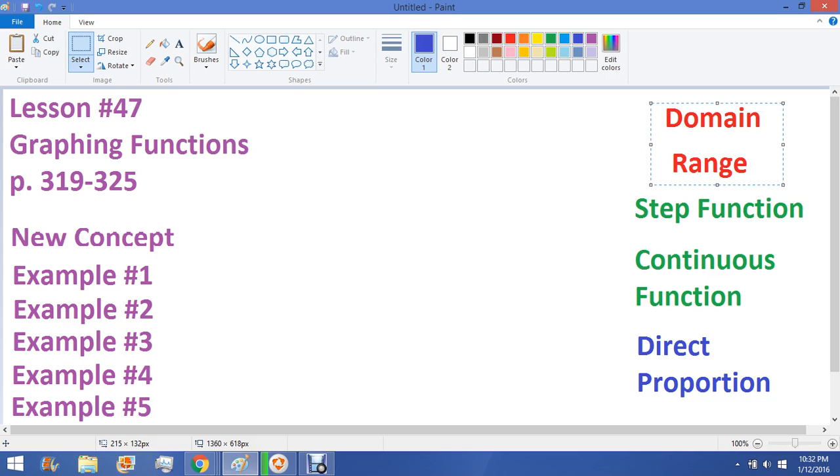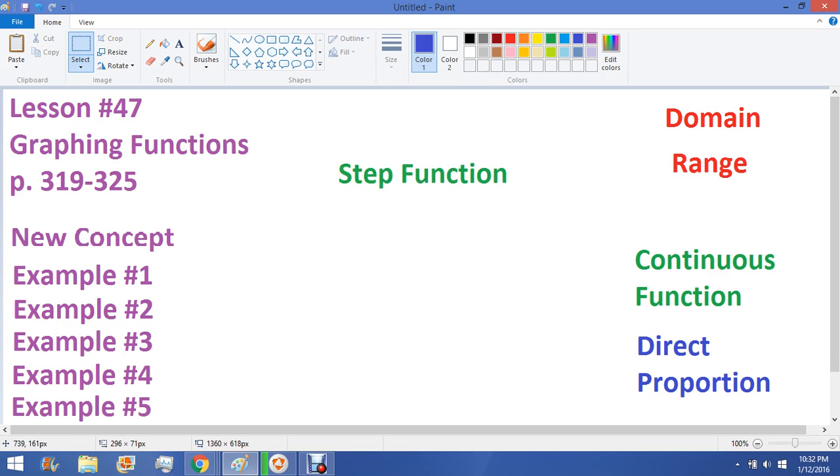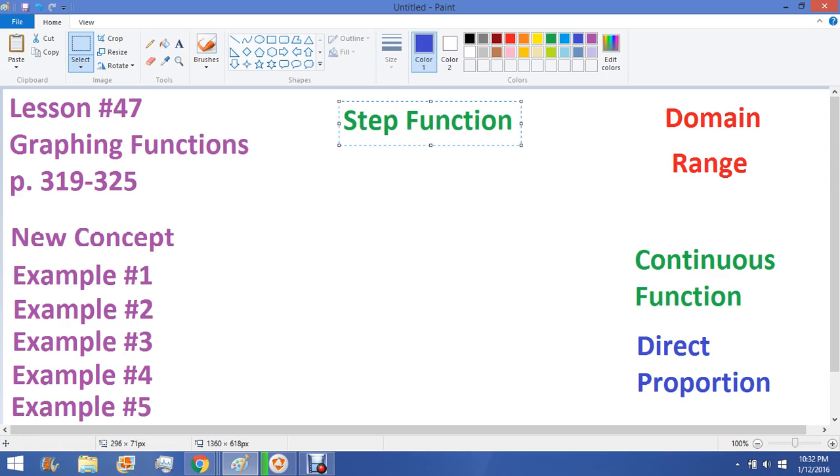We're going to take a look at example 1. Example 1's tricky, and we're not going to spend a lot of time on this because you're not going to see this very much. Example 1 is going to talk about something called a step function. It's a different kind of graph. Hopefully I can give you an overview of why it looks the way it looks. So I'll read example number 1 on page 320.